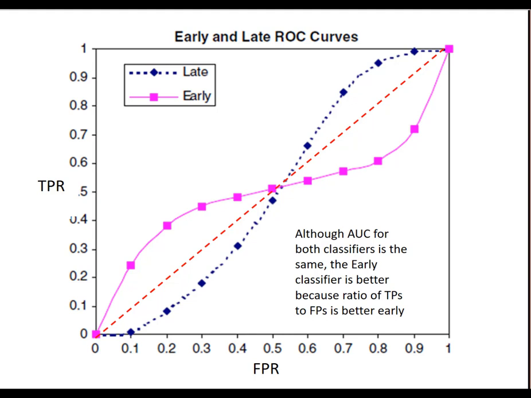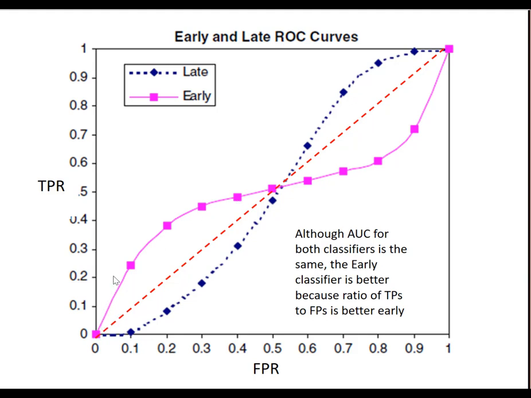So for example, if we had 1,000 true positives, then each time we find one, we would move up 1/1000th of the distance from the bottom to the top. Same thing with the horizontal axis. And so we get more gradual curves. Now in this particular example, we have what I would call an early curve and a late curve.